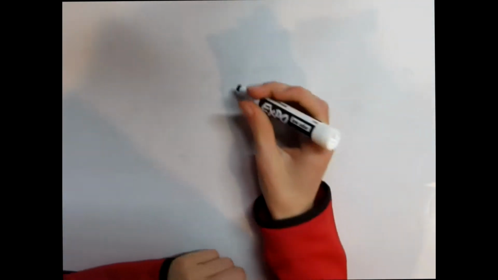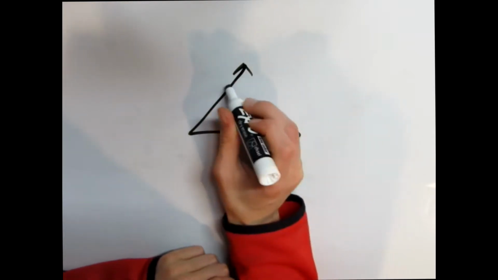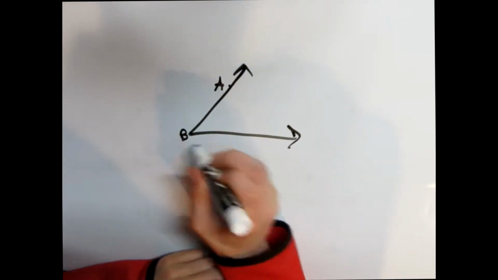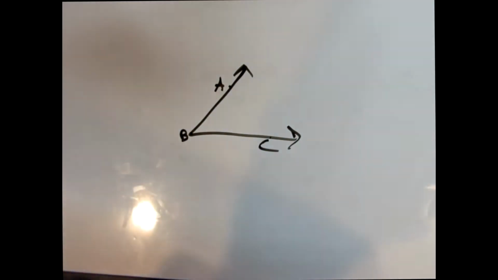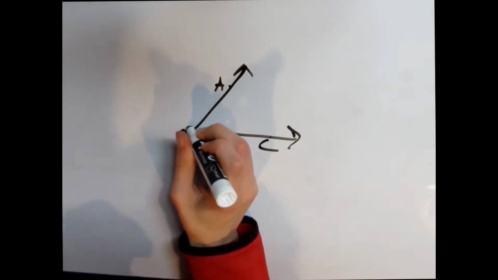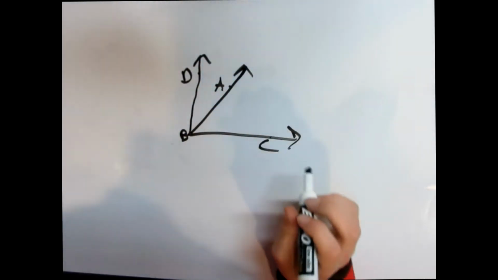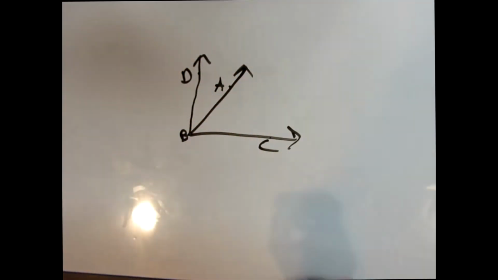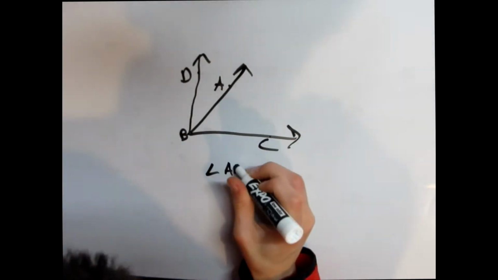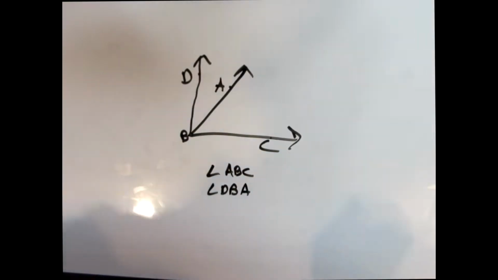Alright, so let's say you have angle ABC. And we're going to draw another angle, and we're going to make that angle DBA. So let me draw that up here. Angle DBA. And so let me put this angle ABC, angle DBA.